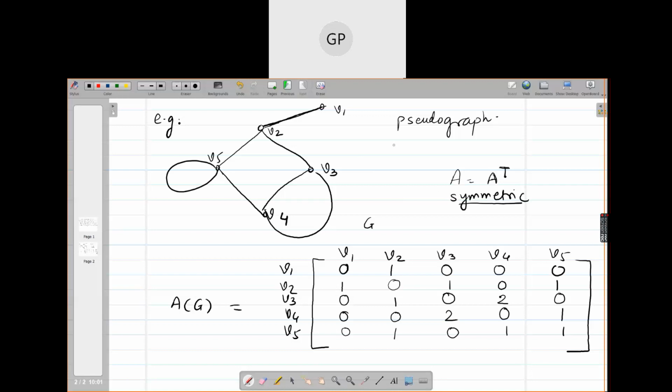What is the degree of V2? 3. So you add all the elements in the second row. Look at the entries of V2's row: 1 plus 1 plus 1, 3. That will give you the degree of that vertex if there is no loop. Because if there is any loop, we have to consider it as 2. Okay, is that clear to you all? Yes, ma'am.